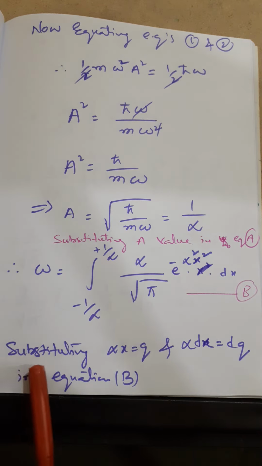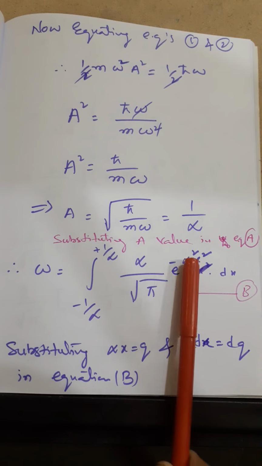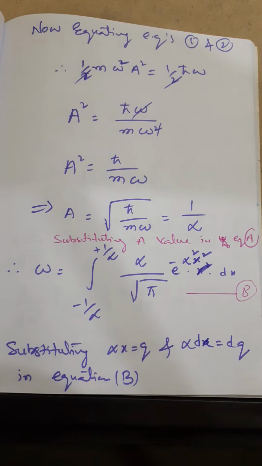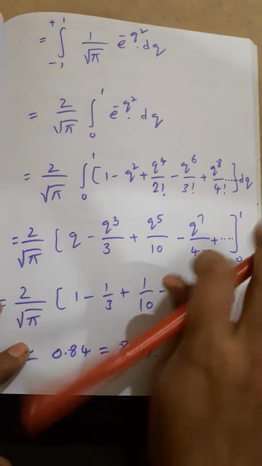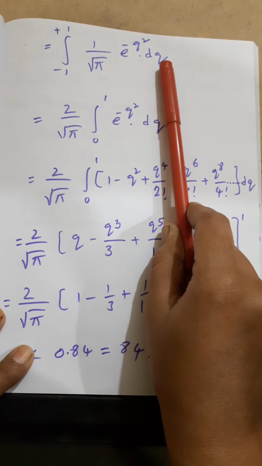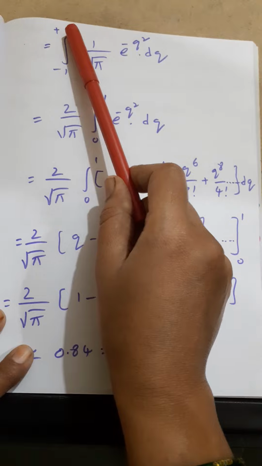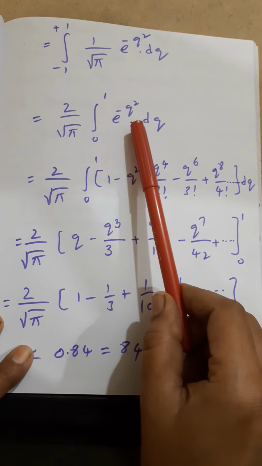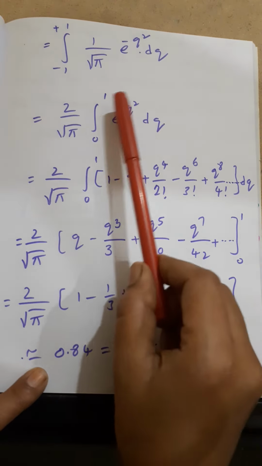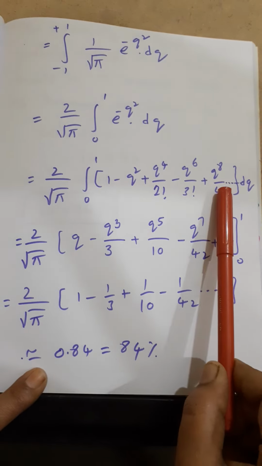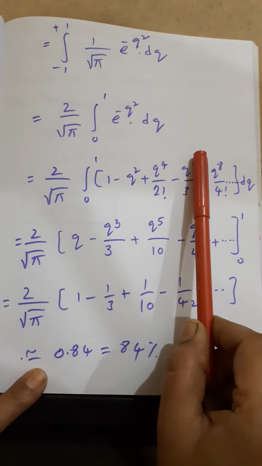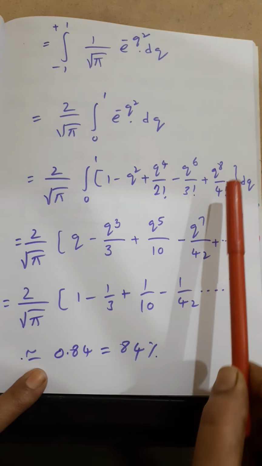For our convenience we are substituting alpha x as q and alpha dx as dq in the equation. So then it will be minus 1 to plus 1, 1 by root pi, e to the power of minus q square dq. Here, the limits minus 1 to plus 1 become 0 to 1 with a factor of 2, so 2 by root pi, integral of e to the power of minus q square dq. Next, the expansion of e to the power of minus q square: 2 by root pi, 0 to 1, 1 minus q square plus q to the power of 4 by 2 factorial minus q to the power of 6 by 3 factorial plus q to the power of 8 by 4 factorial and so on.